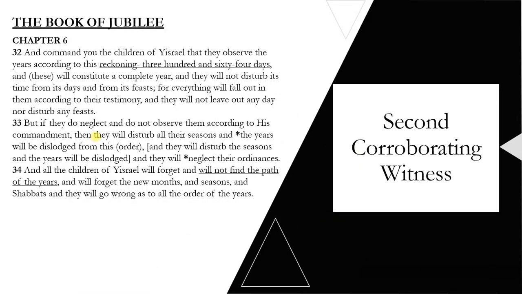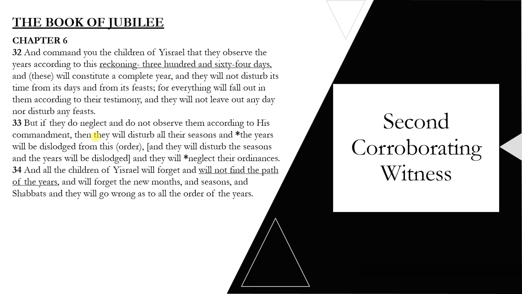Let's keep reading in the book of Jubilees. We're in chapter 6, verse 32. It says, "Command the children of Israel that they observe the years according to this reckoning, 364 days." This is important, Yasharel. It is important that we do not count our months or our days in a year according to the Roman calendar. When we are setting and establishing our holy days, we have to use YAHUAH's calendar, 364 days.